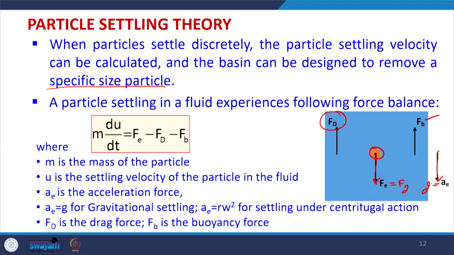Now, overall the force balance can be written like this: m du/dt = Fe, which is downwards, minus Fd minus Fb. Fd is the drag force and Fb is the buoyancy force. m is the mass of the particle, u is the settling velocity of the particle in the fluid, and a is the acceleration. This a can be equal to g for gravitational settling, or equal to r omega square for settling under centrifugal action, but we will be considering mostly gravitational settling. So, Ae is equal to g.